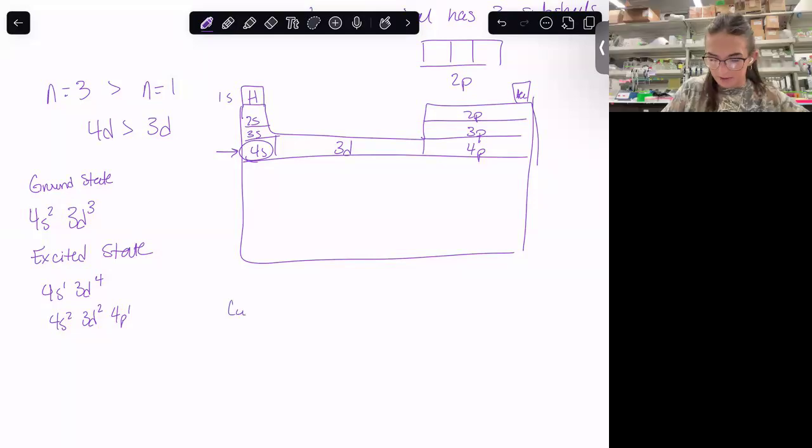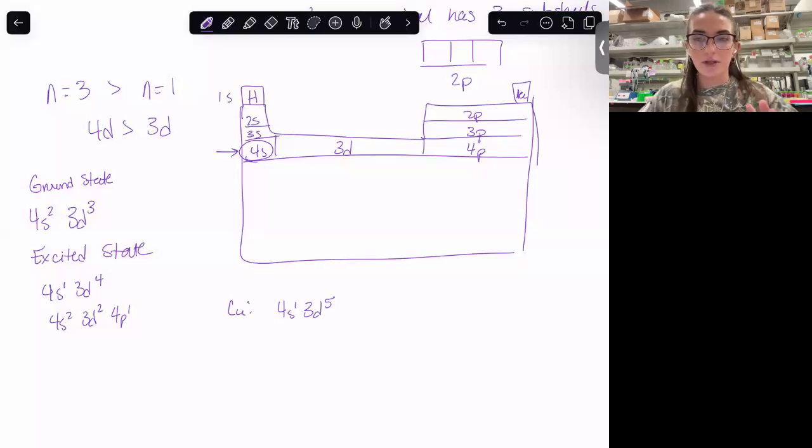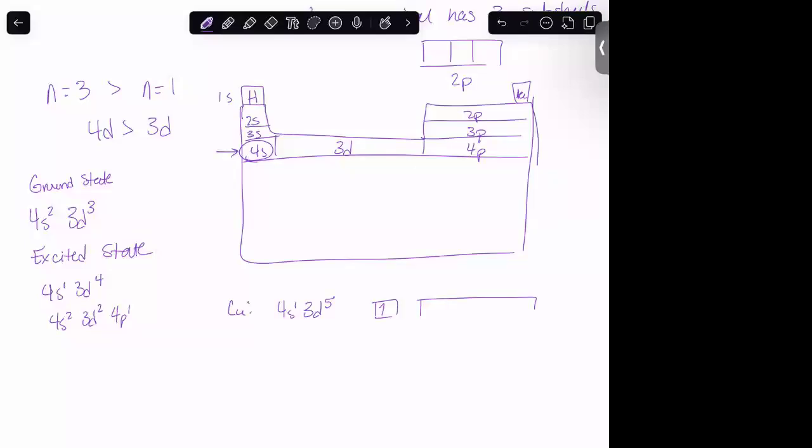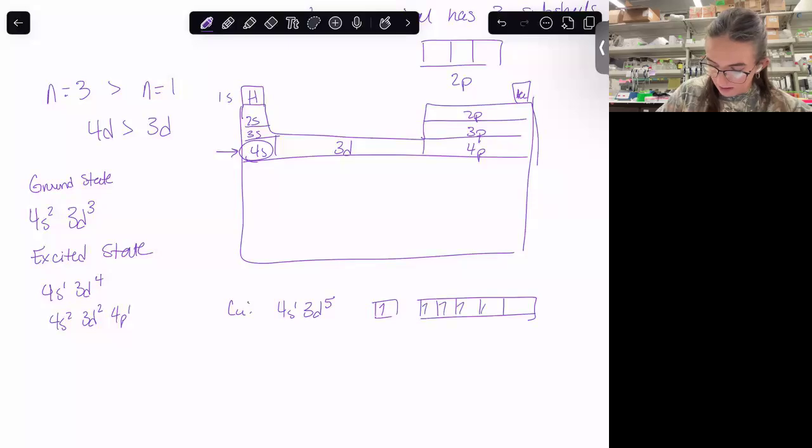We have copper, which is 4s1 3d5. That's its ground state electron configuration because it's more stable to have the s orbital unoccupied. And then it would look like this. Because that's one of the exceptions, correct? This is one of the exceptions. Yep. It's copper and chromium. It's easier and more stable.